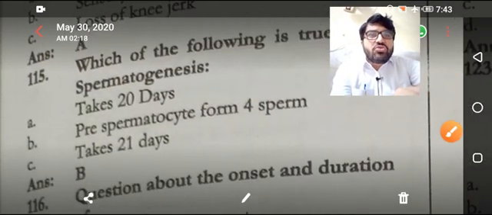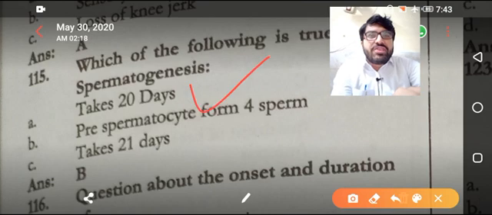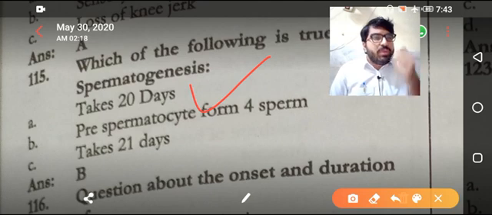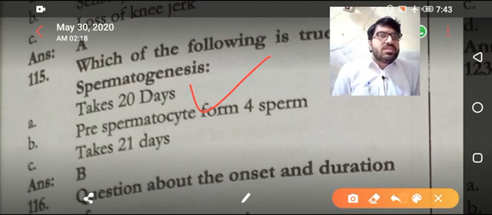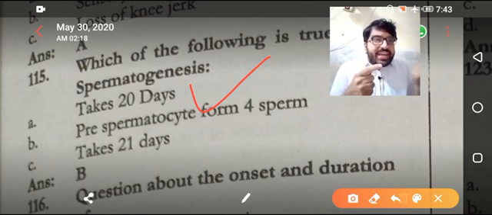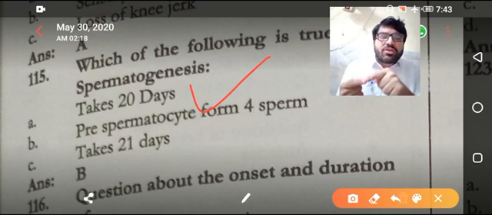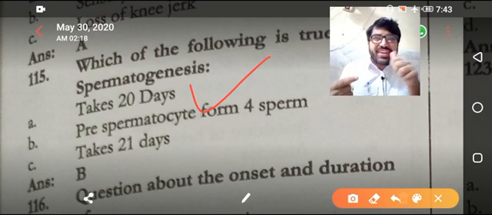Which of the following is true regarding spermatogenesis? Option A is wrong, option B is wrong. It takes 74 days for spermatogenesis to be completed. The 30 days actually is the transport time to the ejaculatory duct. So the transportation takes 30 days, and 74 days it takes in the formation.